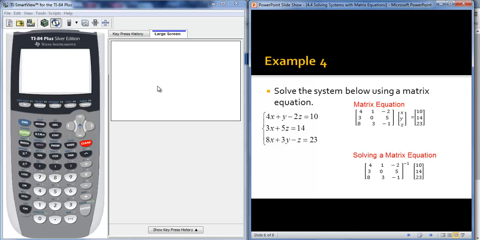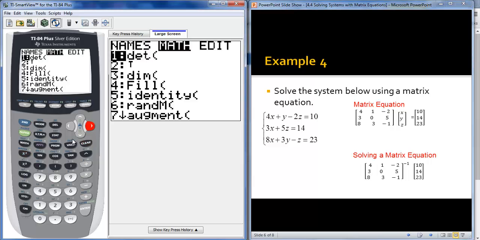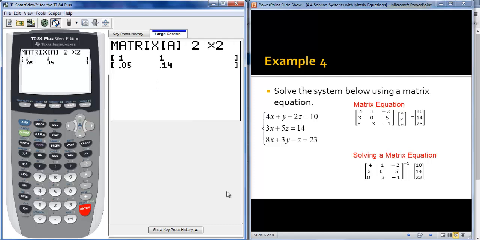And so on the left side of the screen, you're going to see my calculator. I'm going to go ahead and just crank this through on my calculator. So I need to go into my matrix option, and I need to edit. And I just picked the first one, and it's a 3 by 3. And I got my 3 by 3.